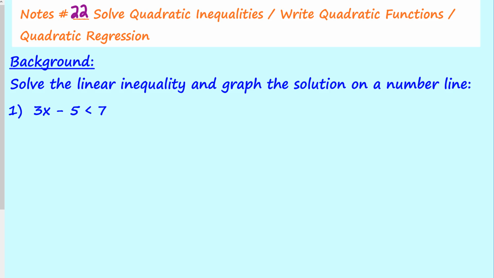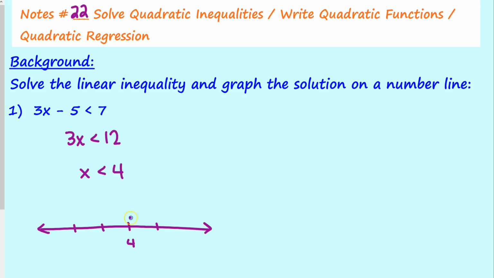So basically, we're just going to solve this like we would an equation with one exception. And the exception is if you multiply or divide by a negative, you switch the sign, or flip the sign, or reverse the sign, however you like to say it. So in this one, I'm going to add 5 to both sides, and we have 3x is less than 12. And then divide both sides by 3. Now 3 is positive, so I don't need to flip the sign. So I just get x is less than 4. And then we can graph that on a number line. For less than, we have an open circle and arrow to the left.